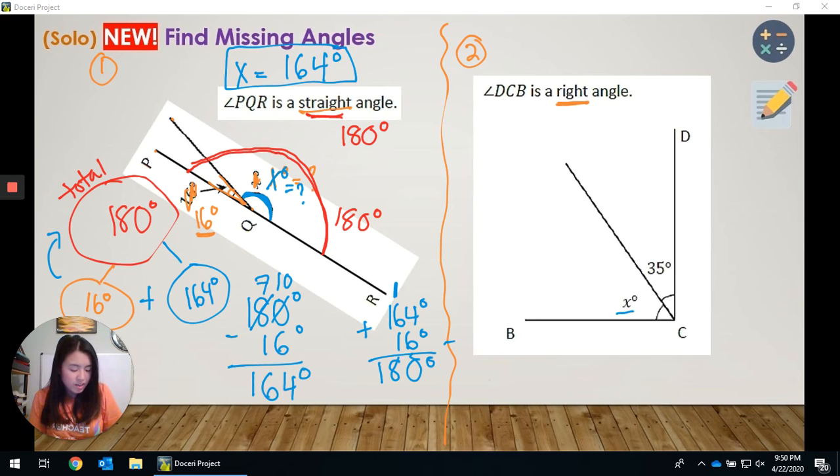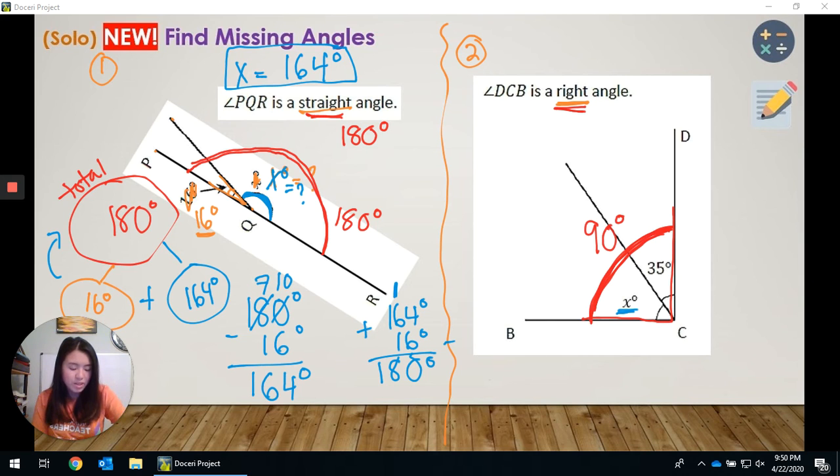And so here's our X down here. But this time they told us something new. They said DCB is a right angle. So D to C to B. So from here to here, the space in between is the angle. Right angle. Think, think, think, think. A right angle is 90 degrees. Exactly 90.